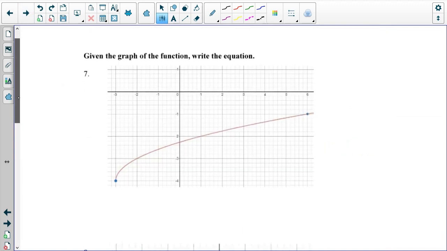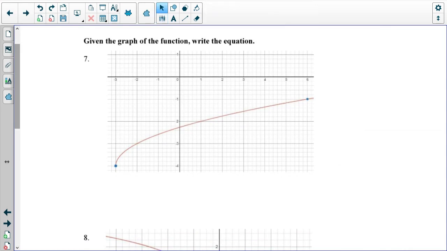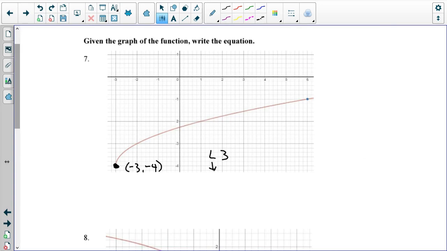So now, given these graphs, write the equation. So this looks like a square root function. My initial point is at negative 3, negative 4. So that means that I have a left shift of 3 and a down shift of 4. And then if I look at some other points on the graph, if I go over 9, I'm going up 3.